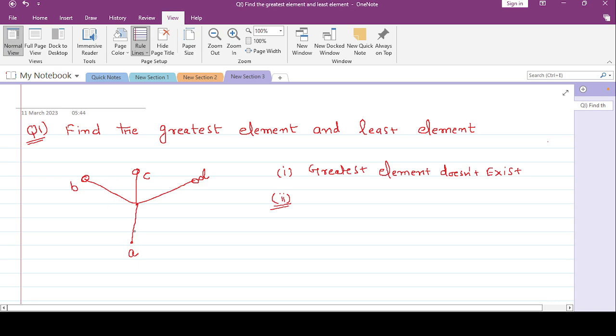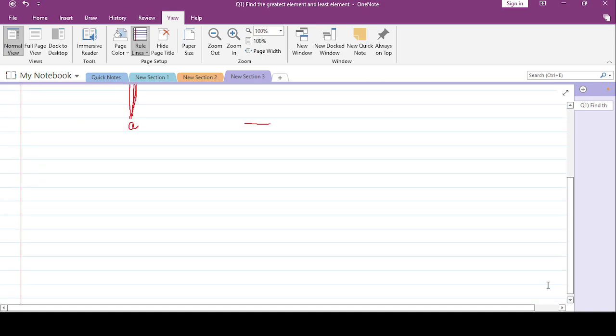Okay, now least element is that element which maintains the relationship with all other elements. So you see that A is connected with B, A is also connected with C, and A is also connected with D. So A maintains a relationship with all the other elements. Okay, so the least element is A. The least element of this diagram is A.